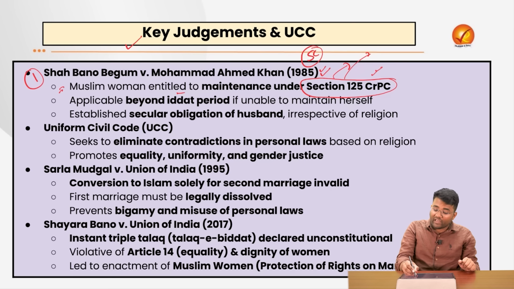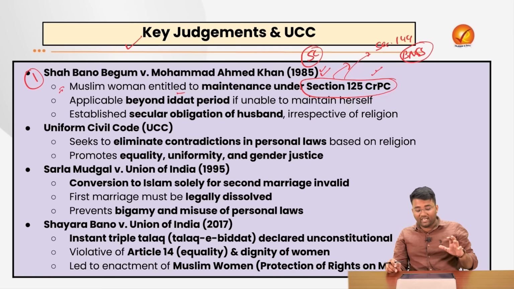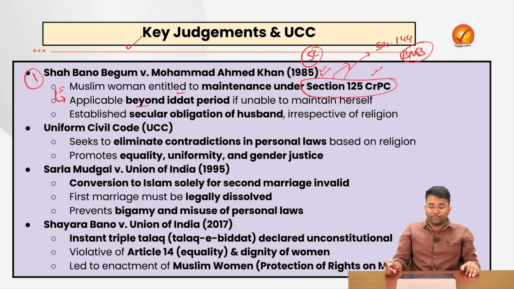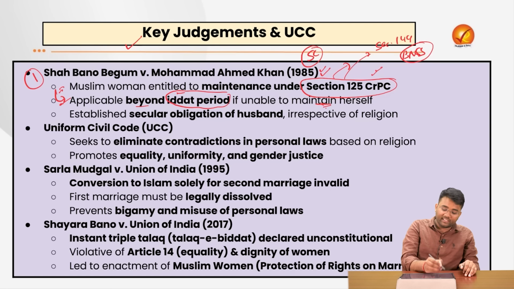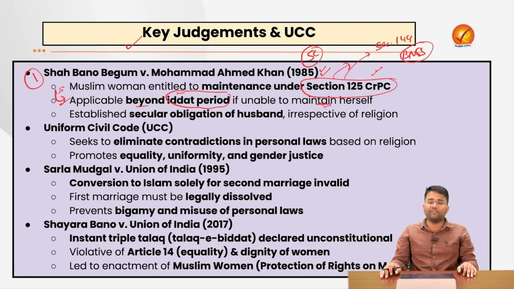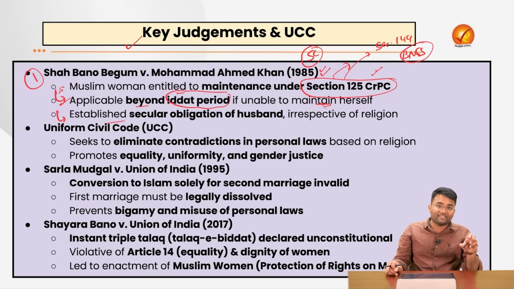And this particular Section 125 has now become Section 144 of BNSS. Also, the judgment said that this right is applicable beyond the iddat period if she is unable to maintain herself. The iddat period is generally around 4 months, 10 days after the divorce has happened, and during that period, the woman who has gone through the divorce cannot marry any other person. So if she is not able to maintain herself beyond the iddat period, she still has the right under Section 125. And subsequently, it established a secular obligation of the husband, and that obligation is not affected by the fact that the husband belongs to some other religion.